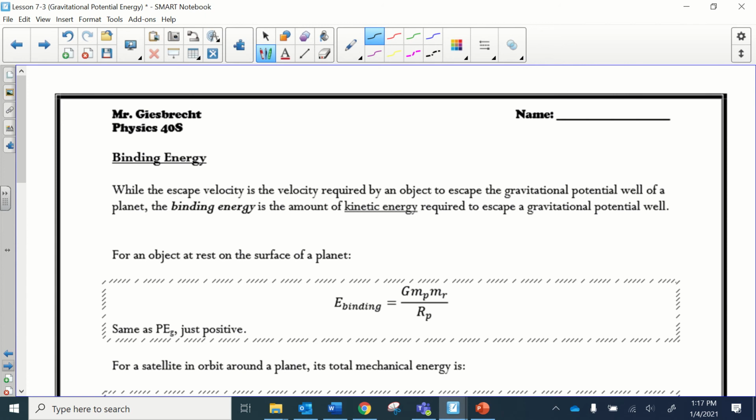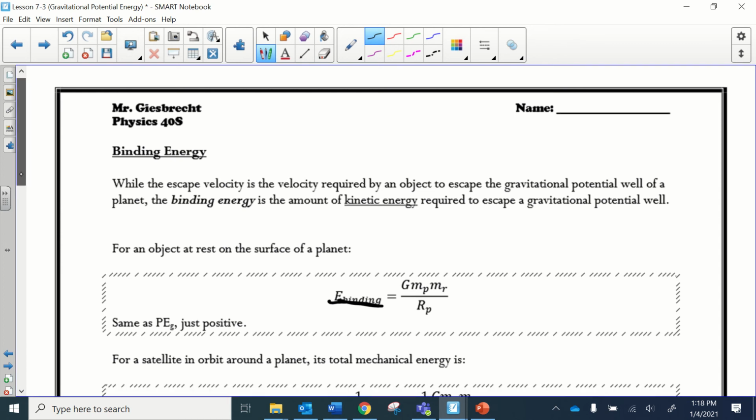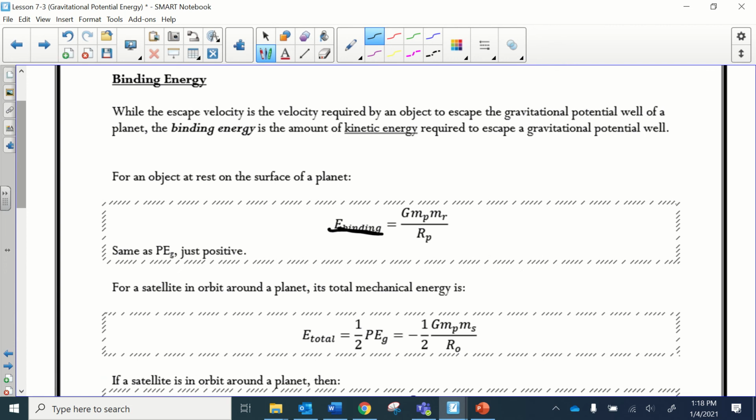While the escape velocity is the velocity required by an object to escape the gravitational potential well of a planet, the binding energy is the amount of kinetic energy required to escape a gravitational potential well. The binding energy is how much energy you need to escape the well. Realize it's just the same thing as the potential energy of the well, just a positive value. That's how much energy you need to escape the well.